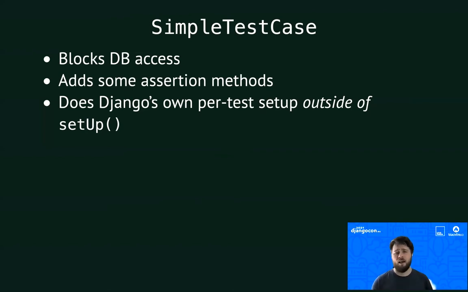It also adds a bunch of assertion methods that are useful for testing things in Django, for example, form assertions and HTML assertions, etc. It tries to emulate what unittest does for you, and it does all of Django's own per-test setup outside of the setUp function. And so this means that when you inherit from it, you can write your own setUp and you don't need to call super, as long as you're inheriting directly from Django's SimpleTestCase, or indeed any of the other test case classes. That's not the case for setUpClass though, so you will need to call super in that situation.